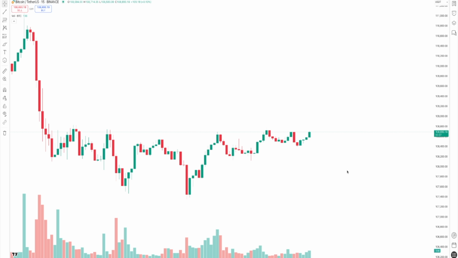Please stay tuned till last, so that I'll show you the real examples on Bitcoin and Nifty charts, and you can see exactly how volatility contraction turns into an explosive move.